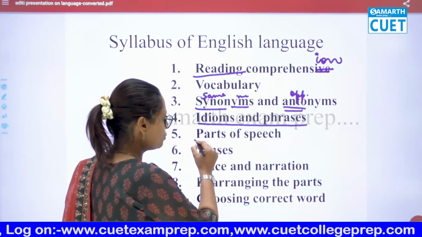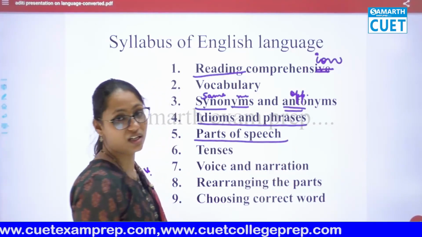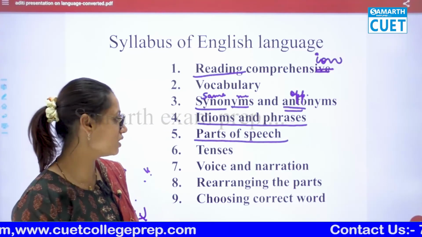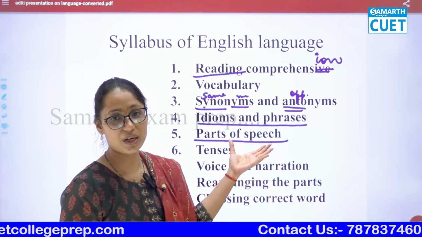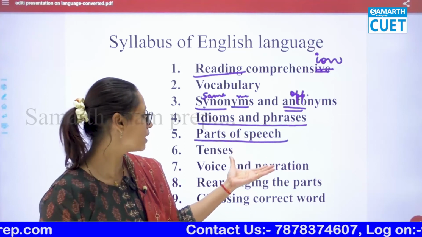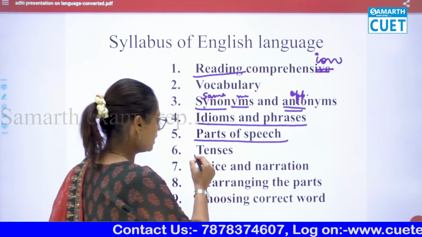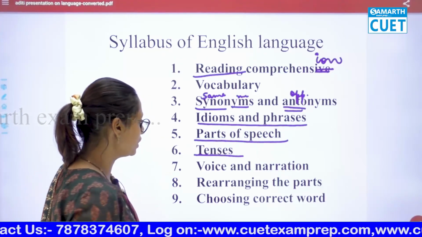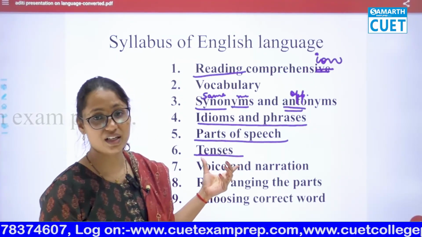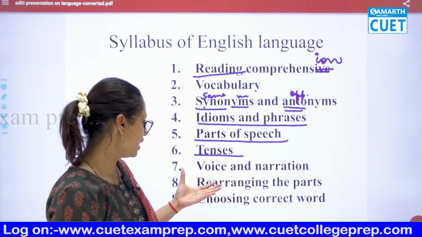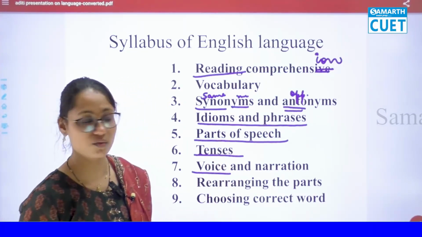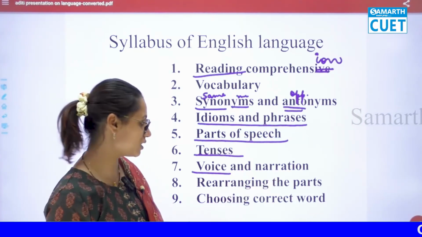Then there are parts of speech, which you have been studying from class 6, from the time English grammar was introduced to you. There are 8 parts of speech, and we are going to cover those 8 parts of speech also. Then come the tenses, which means the present tense, past tense, or the future tense. Then the voice. Voice means active voice and passive voice, and narration is direct and indirect.